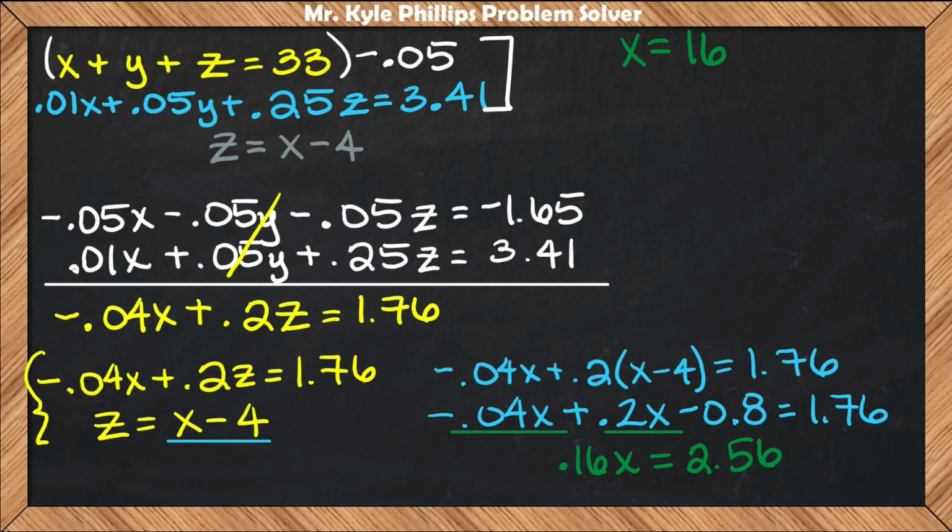Z is x minus 4. So if I said 16 minus 4, z here is now going to be 12. So we could easily plug this into the top equation. So I have 16 plus 12, that's going to be 28. What do I add to 28 in order to get 33? And that answer is going to be 5. So remember, your solution has to be an XYZ coordinate. So that's going to be 16, 5, and 12. There are 16 pennies, there are 5 nickels, and there are 12 quarters.